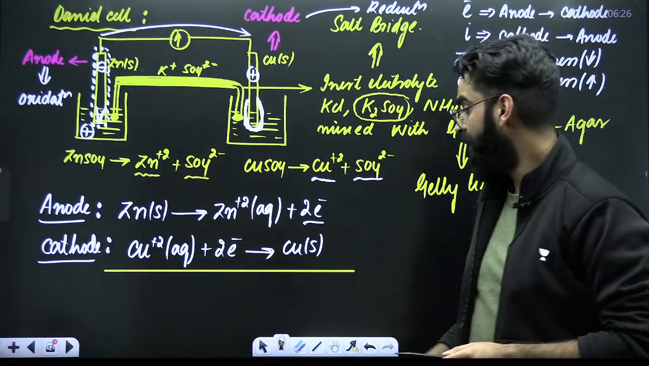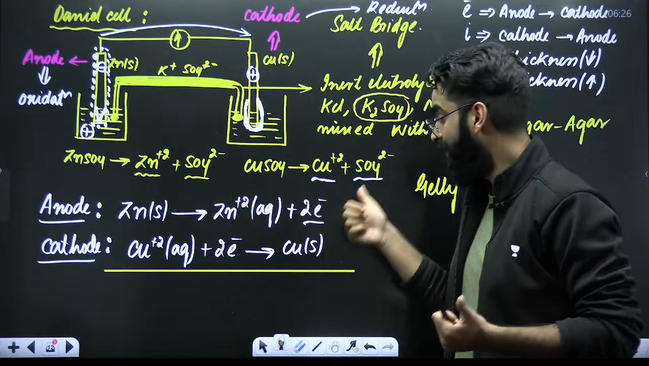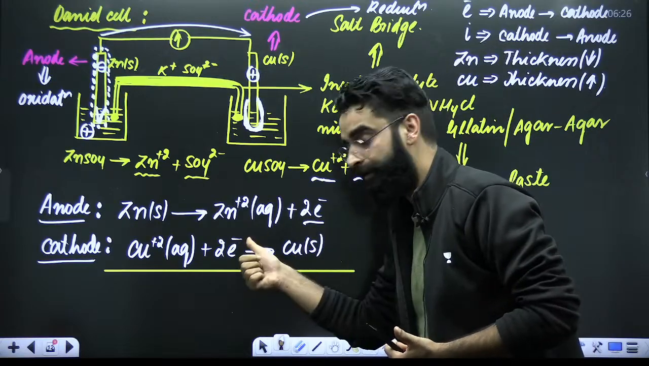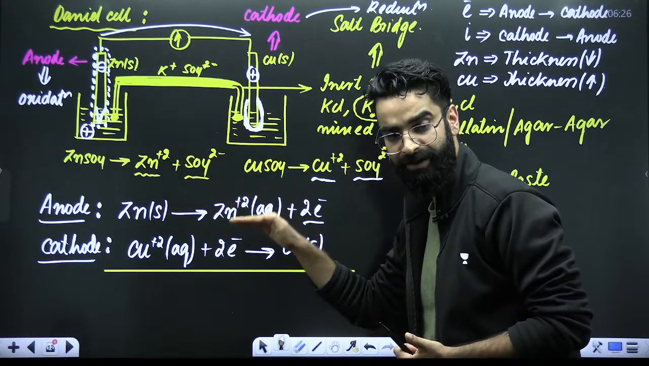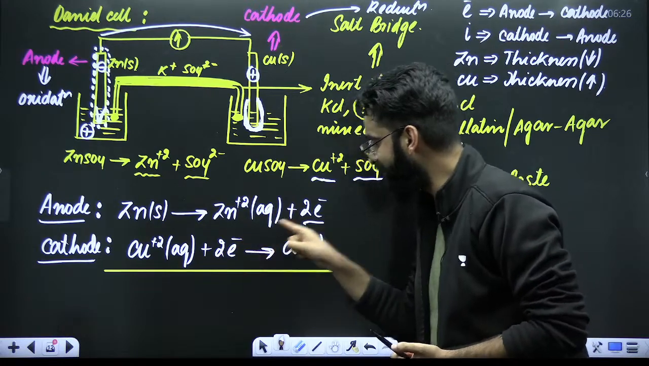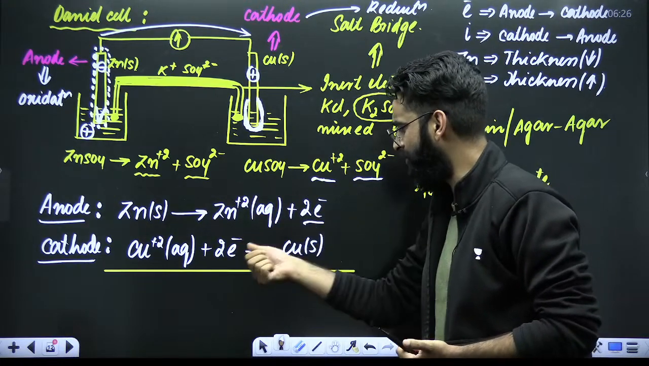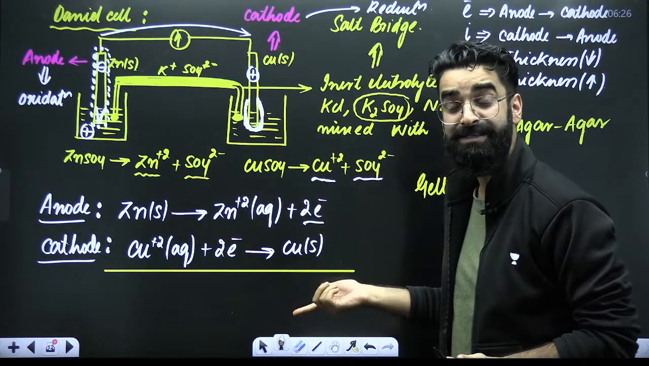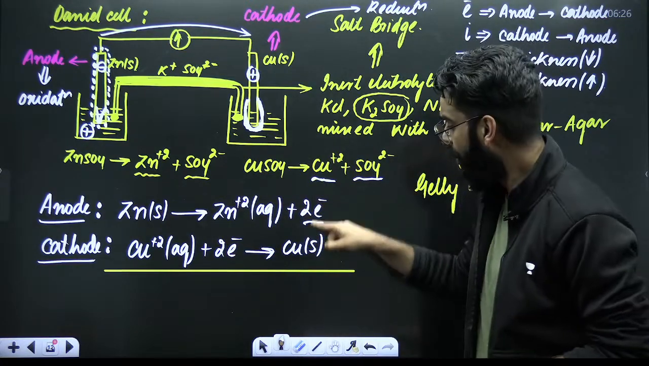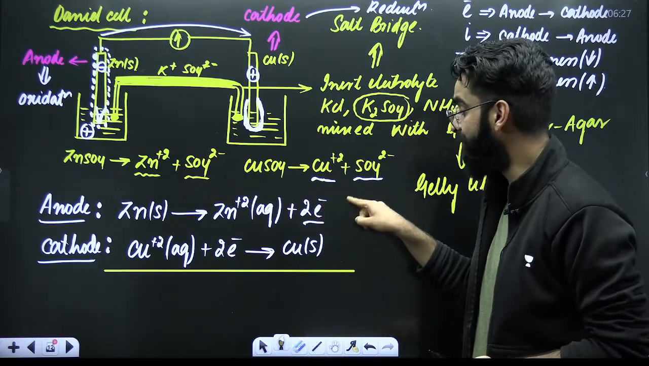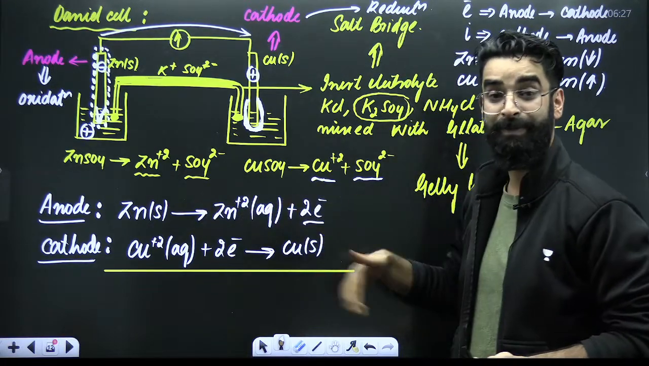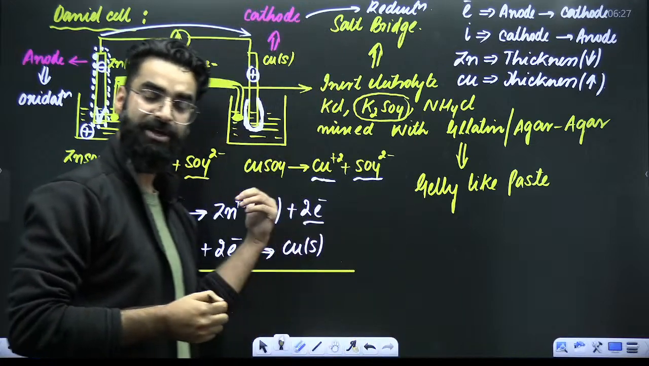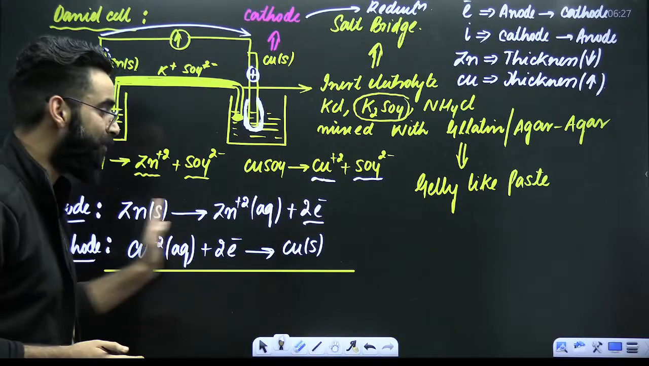Now what should you be doing? You are going to balance these electrons. Write the reaction at anode first, then write the reaction at cathode. Try to balance these electrons. And in both the reactions, electrons are balanced only. Now you can directly add up. If the electrons were not balanced, you were supposed to balance them. Imagine over here there was one electron. Then you were supposed to multiply this reaction by 2 to make the electrons balanced. So first of all, reaction at anode, reaction at cathode, try to balance the electrons.